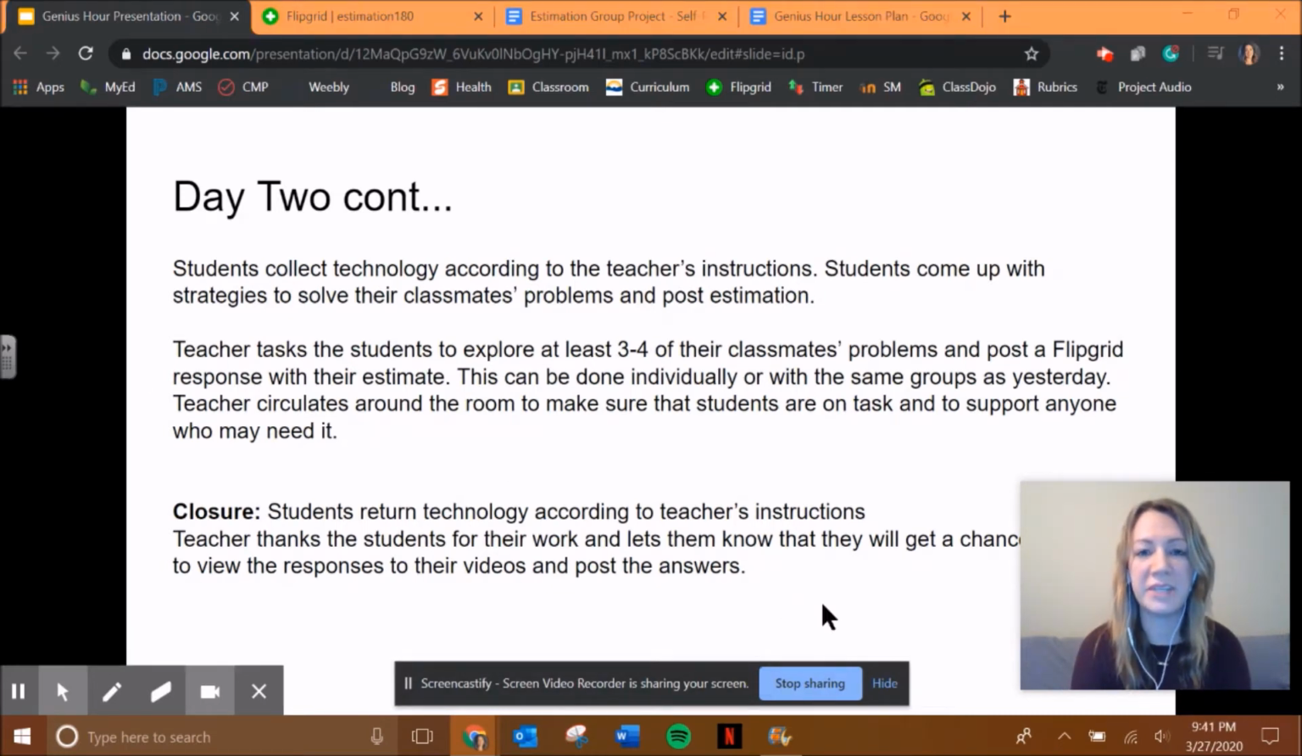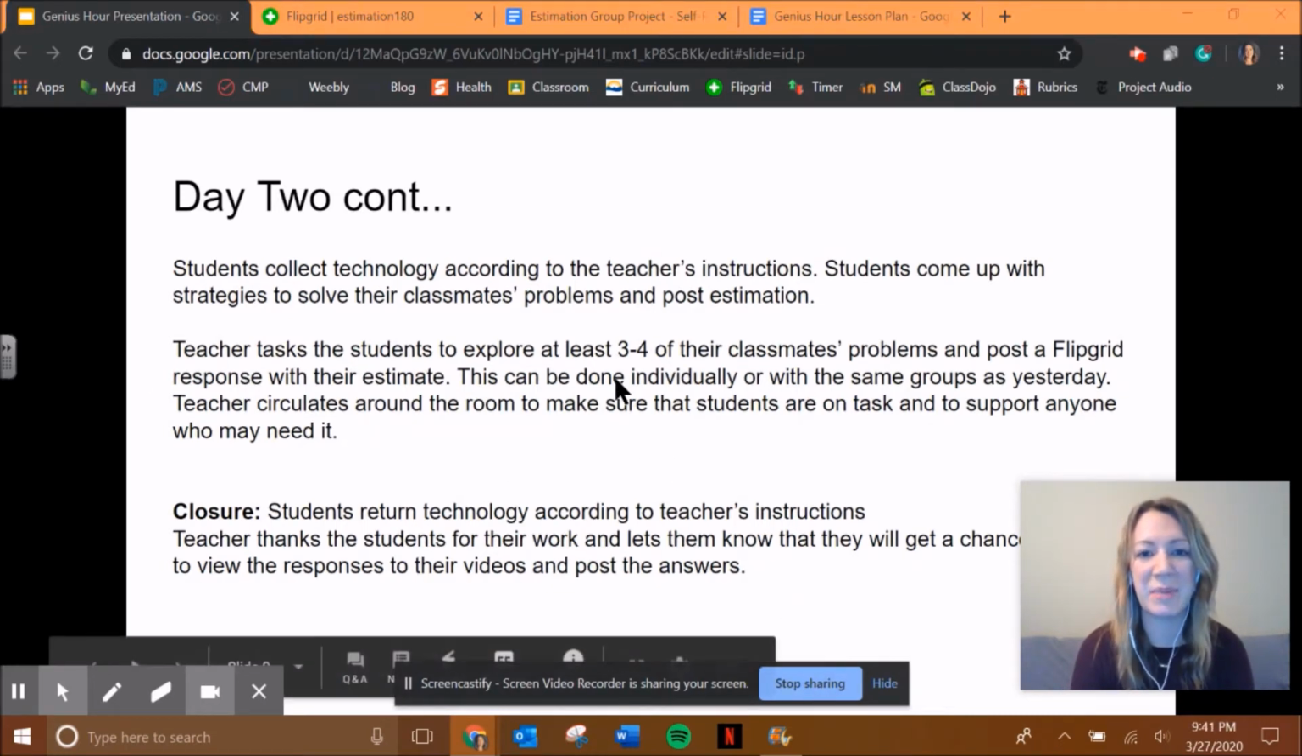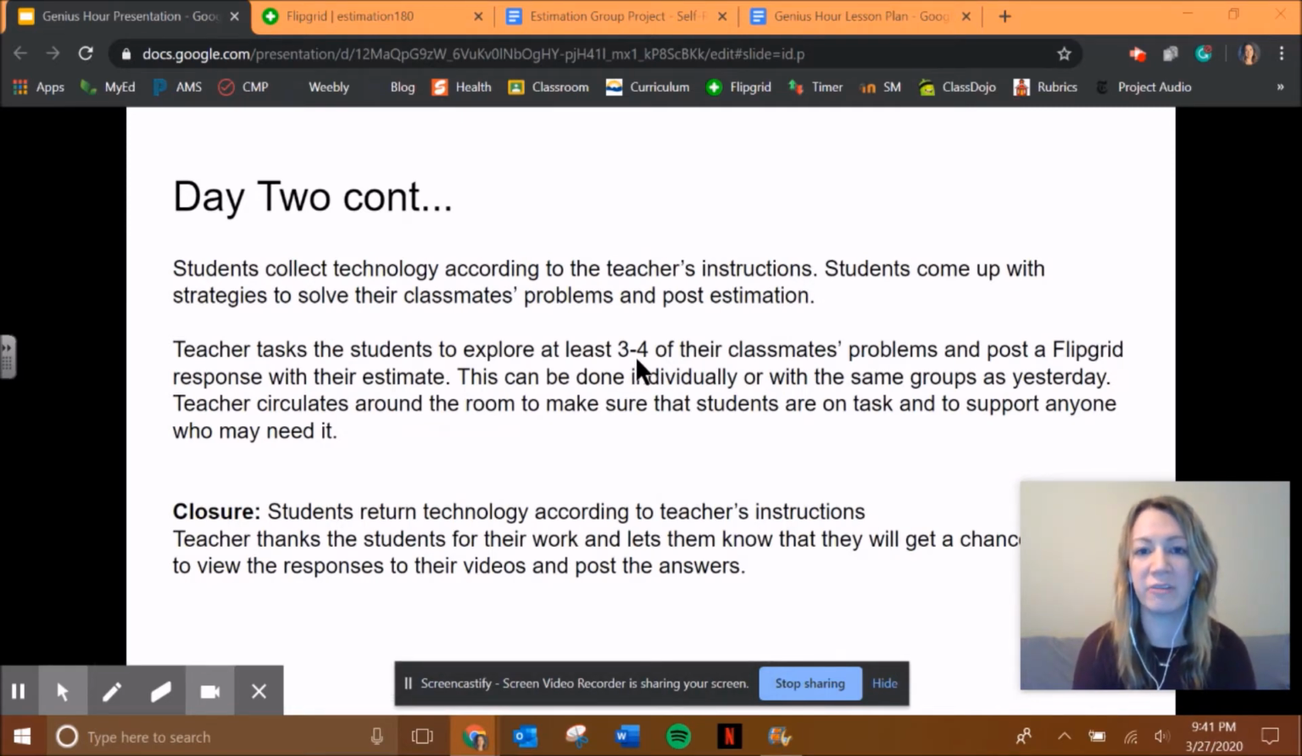That's going to take all of day 2, as the students are going to be spending about 10 to 15 minutes on each of the classmates' estimations and creating their own video response for each of them. And doing that 3 to 4 times over is going to equal about the entire hour.